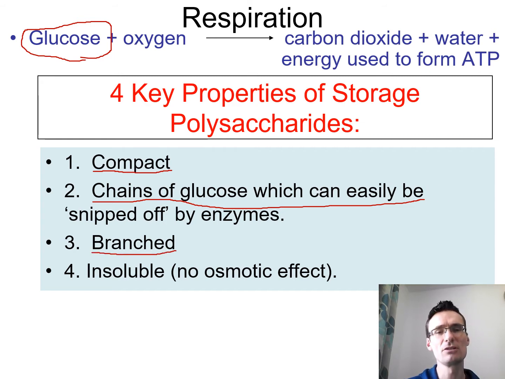When we look at storage polysaccharides, they are branched, and that gives it a larger surface area, which means the enzymes can get to the glucose molecules and release them from the storage polysaccharides really quickly. And the last one is they are insoluble. Now, insoluble is really important.